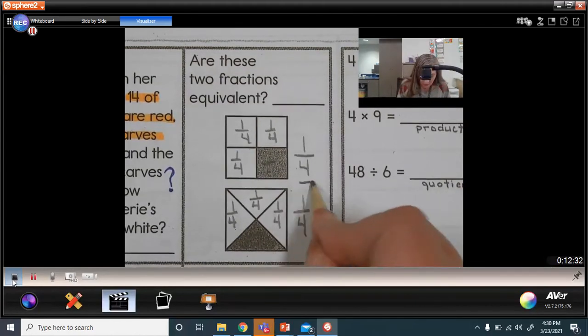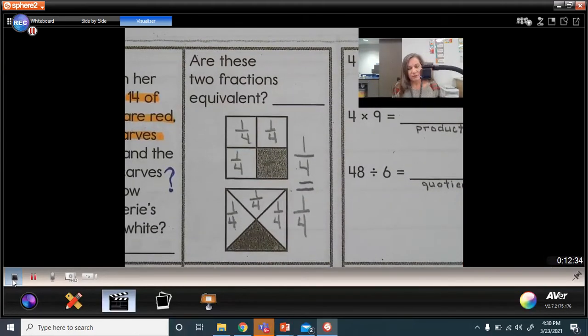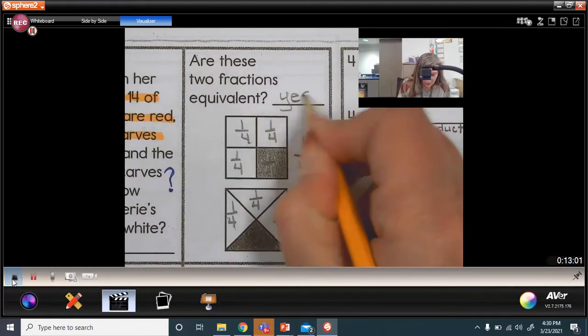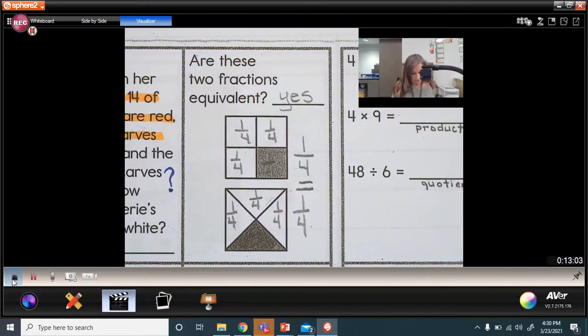Yes, they are equivalent to each other. Now some of you may say, well, it doesn't look like the same shaded part, but it is the same shaded part. We've just partitioned it into different shaped pieces, but they're still 1/4, and they are equivalent to each other if each one of these is the same amount of that square. So 1/4 and 1/4 are equivalent to each other, so yes, these are equivalent.